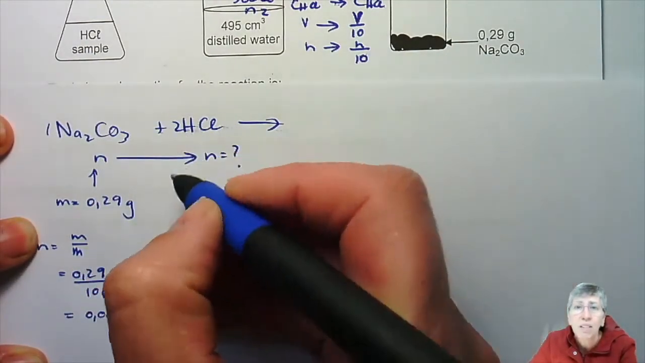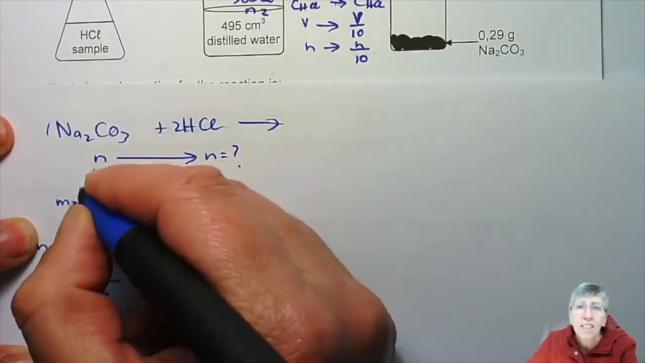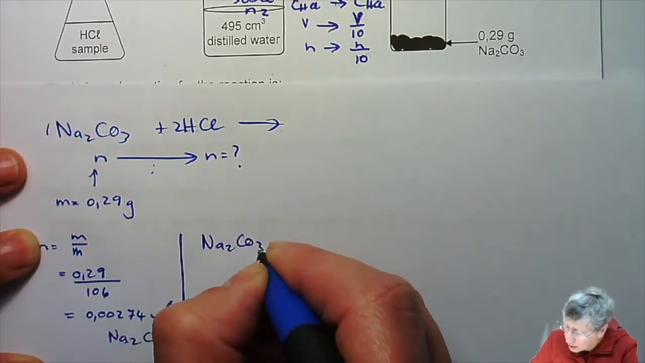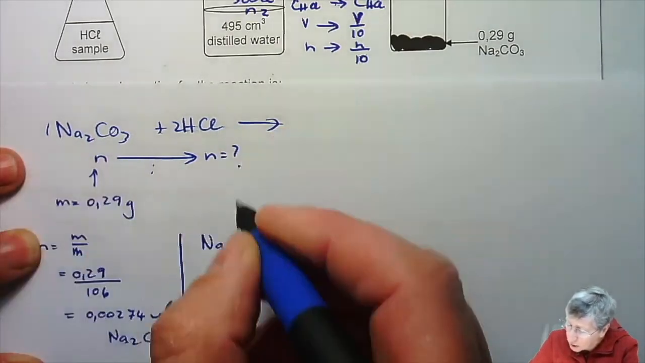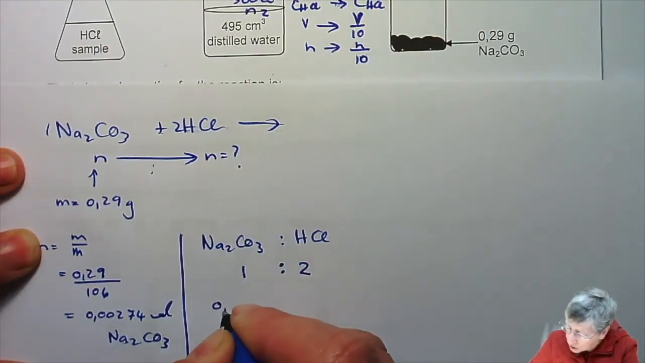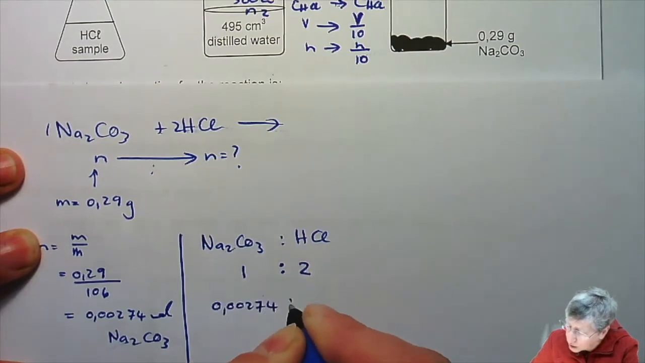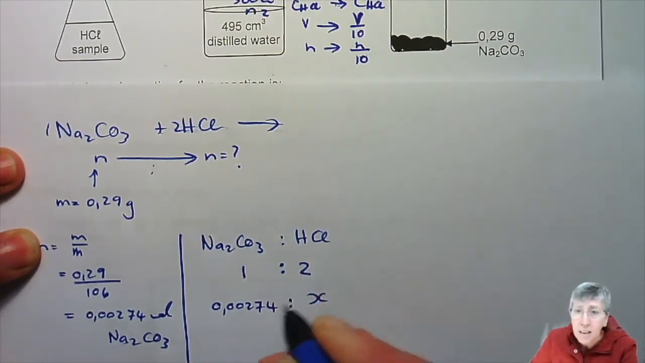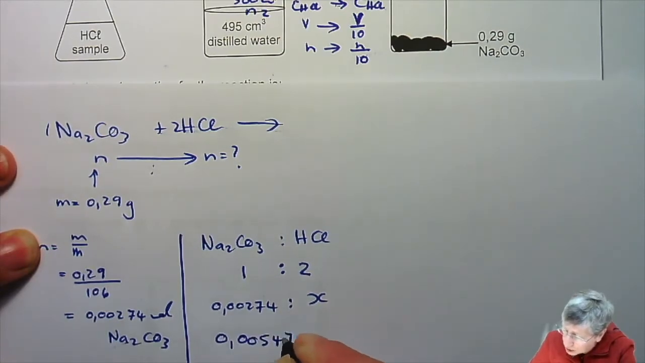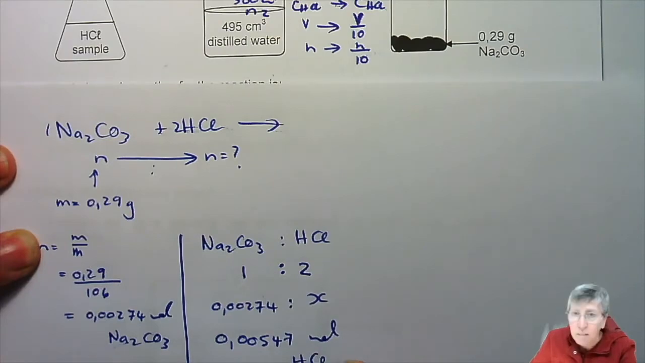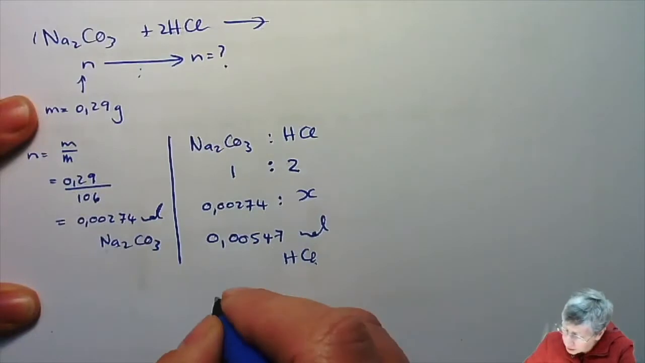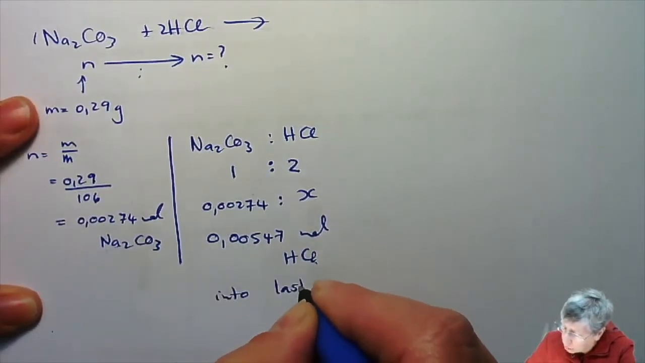Now I'm going to work out the number of moles of hydrochloric acid that react with that. So we're going from sodium carbonate to HCl, and this equation tells me 1 mole of this will always react with 2 moles of that. So if I have 0,00274 of this reacting, how much of that will it need? It will need double that, and double that is 0,0547 moles of HCl. Now, what's important? That is what I put into the last beaker.